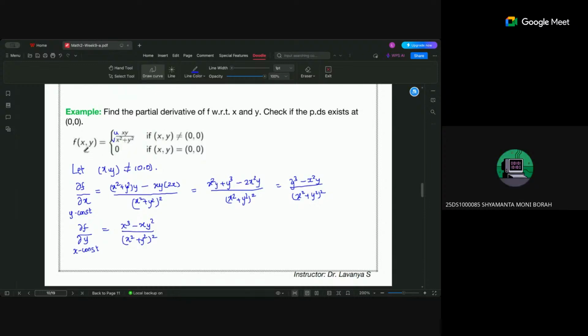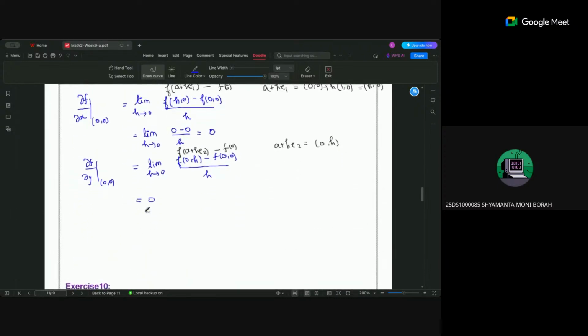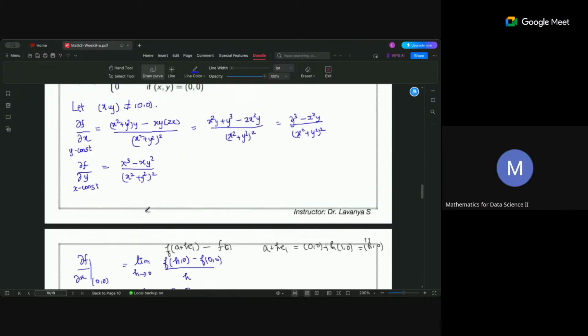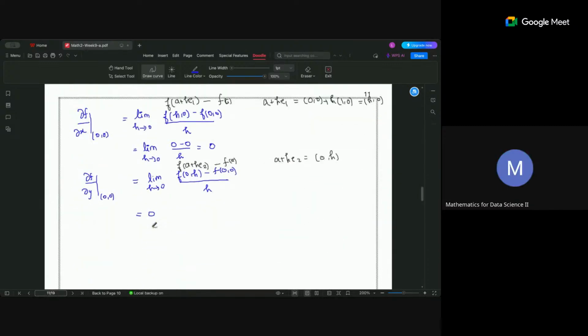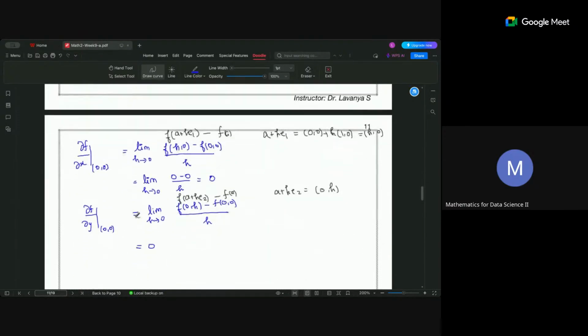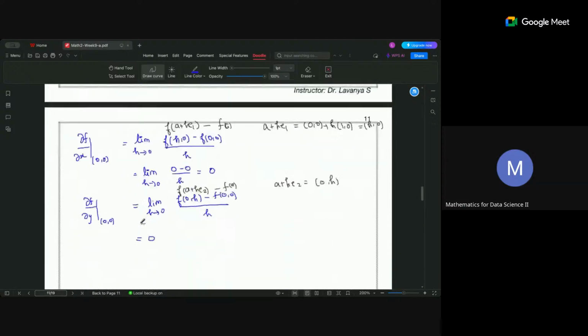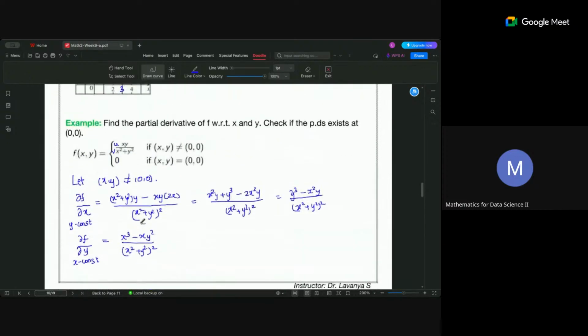Ma'am, but in the second one, if we apply this dou f by dou x, anyway we'll get undefined, right? So that's why we are applying this limit formula, right? See, it is not because it is undefined that we are doing this. Again, I'm saying it is not because it is undefined. Whenever we have a piecewise function where only one point is separately given like this, we use the limit formula because we don't know exactly.